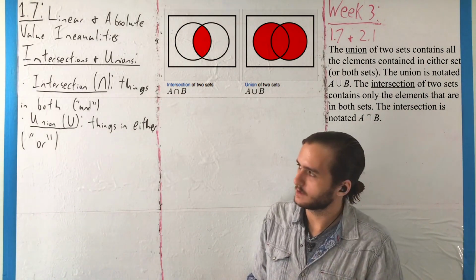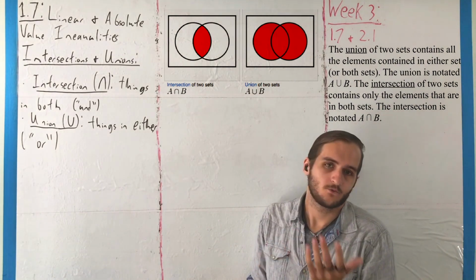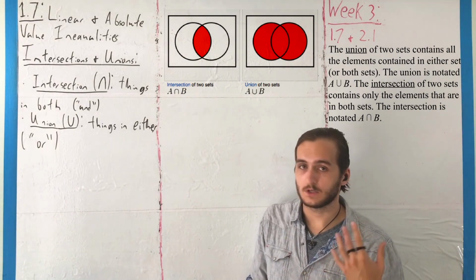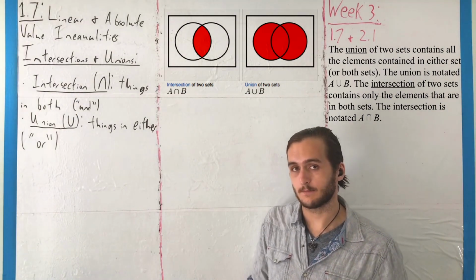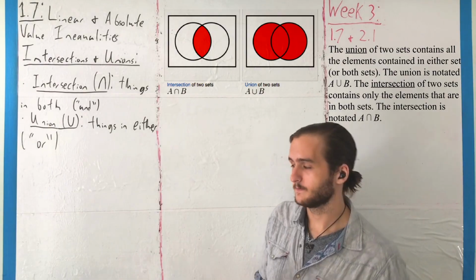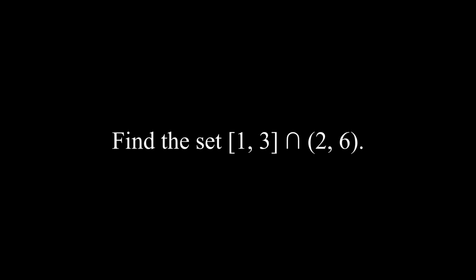But this is a lot of talking about these things. Really, everything with set theory works best if you see a couple of quick, concrete examples. So we're going to look at one here. For this example, we want to find the set defined by the intersection of the closed interval from 1 to 3 and the open interval from 2 to 6.